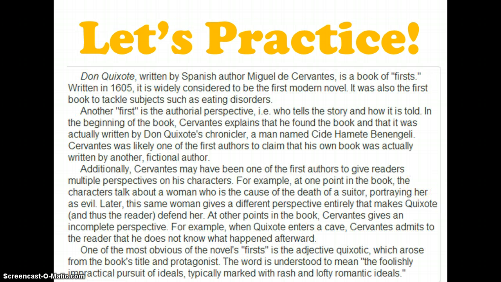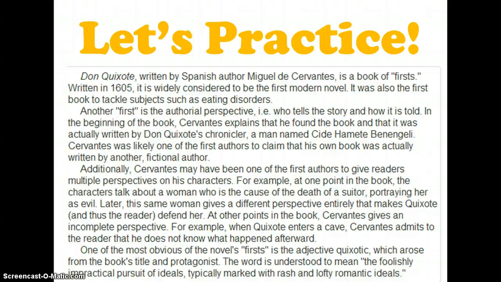Don Quixote, written by Spanish author Miguel de Cervantes, is a book of firsts. Written in 1605, it is widely considered to be the first modern novel. It is also the first book to tackle subjects such as eating disorders. Another first is the authorial perspective, i.e., who tells the story and how it is told. In the beginning of the book, Cervantes explains that he found the book, that it was actually written by Don Quixote's chronicler, a man named Cide Hamete Benengeli, excuse me if I'm not pronouncing that correctly.